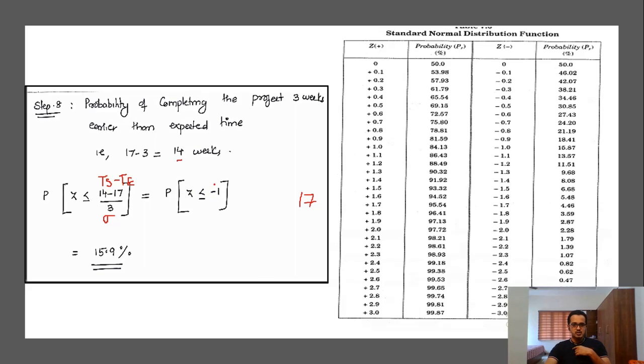Okay, so we need to check where this -1 is coming. So see, here it is -1 in this table. So the corresponding value of probability is 15.87. So it's written as 15.9 as the value.